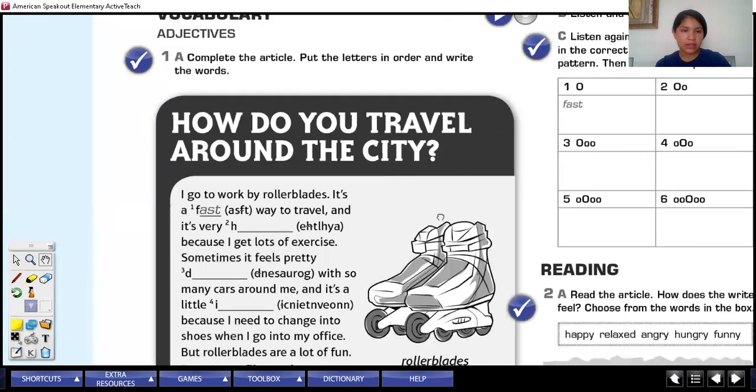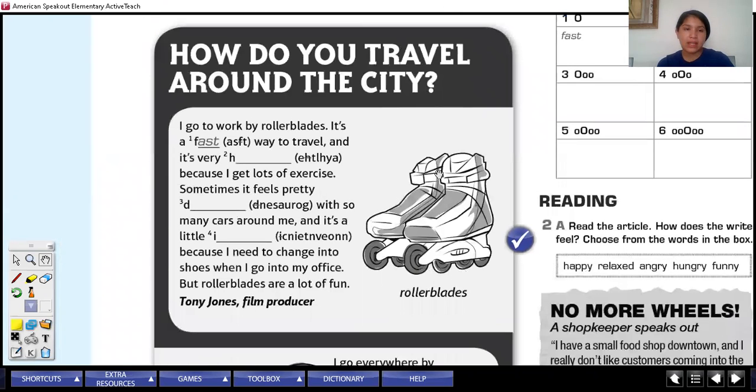Okay, so here we have more exercises, and the first one is a vocabulary, and it says, how do you travel around the city? So here we just have to unscramble. Here we have the adjectives. They are scrambled. We have to unscramble them. And it says, I go to work by rollerblades. Rollerblades, here we have a picture of them.